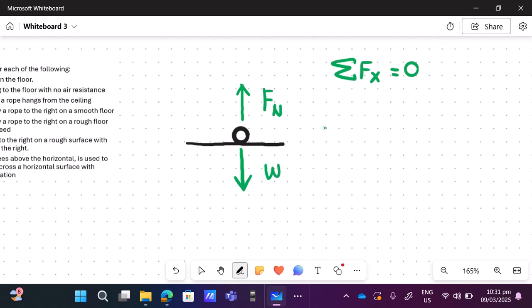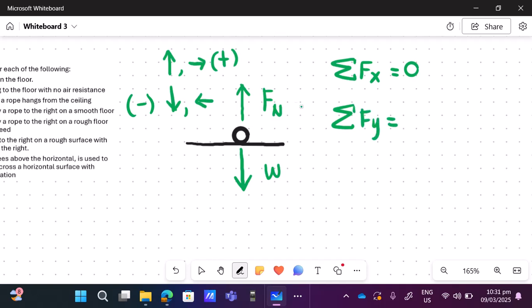Okay. Now, since there are forces along the vertical present, let's try to sum them up. And let me repeat, up to the right is positive, down and to the left, so these are negative. Now, summation of forces along the vertical axis is equal to, we have here up, we have the normal force, okay, then downwards is negative, so minus the weight.